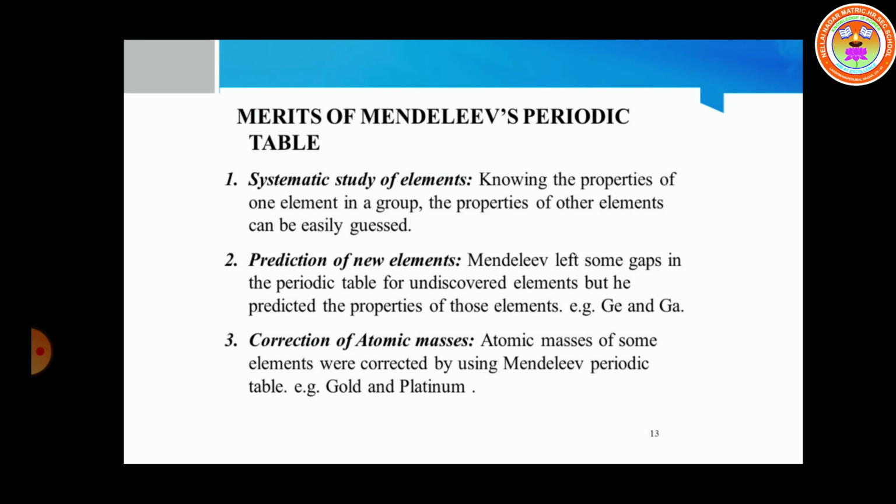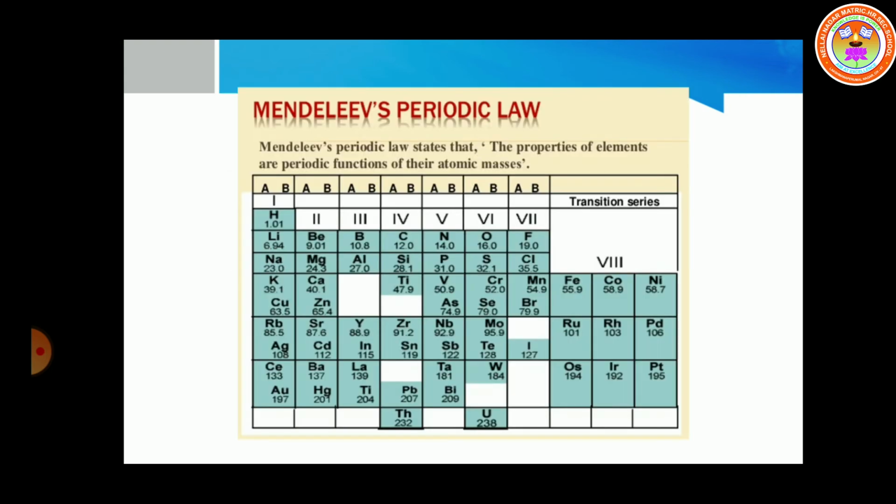And systematic study of elements, because we know the elements are arranged in increasing order of their atomic masses. So another merit is the systematic study of elements. So these are the important merits of Mendeleev's periodic table. And see, in the 8th group, cobalt and nickel are present.